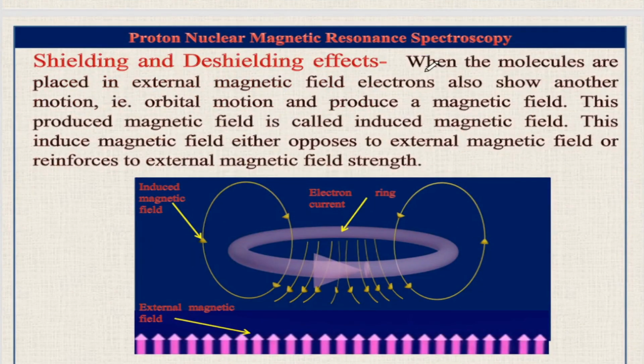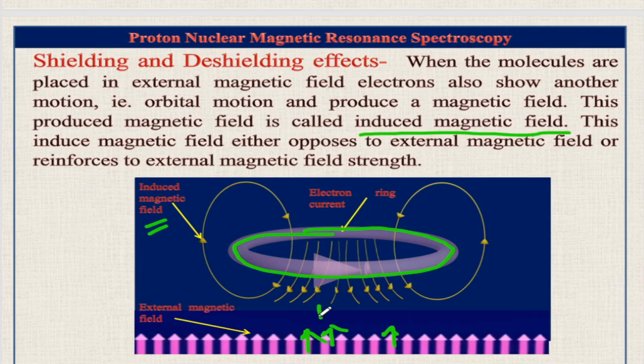And when the molecules are placed in an external magnetic field, electrons also show another type of motion, that is orbital motion, and produce a magnetic field. This magnetic field is called the induced magnetic field. Here the pi electrons circulate in a path in the presence of the external magnetic field and generate a magnetic field, called the induced magnetic field.